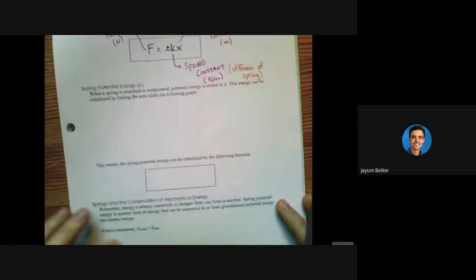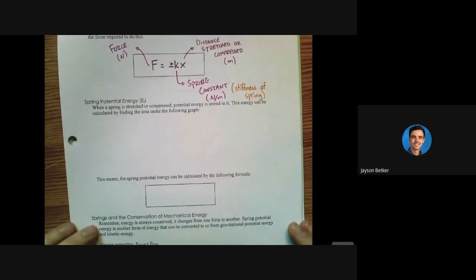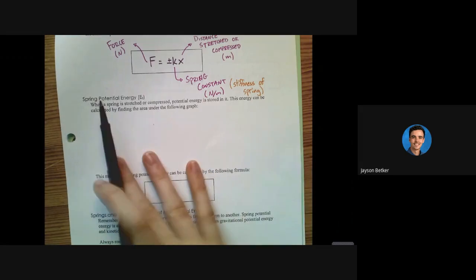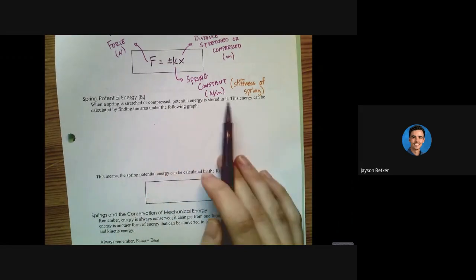So we have to recall a few things that we've done in previous lessons, one of which is how we can graph. Whenever we're trying to derive a new formula, we usually end up using a graph as the best way to visually represent what's going on. So we'll use a graph here. Spring potential energy: when a spring is stretched or compressed, potential energy is stored within it. This energy can be calculated by finding the area under the following graph.